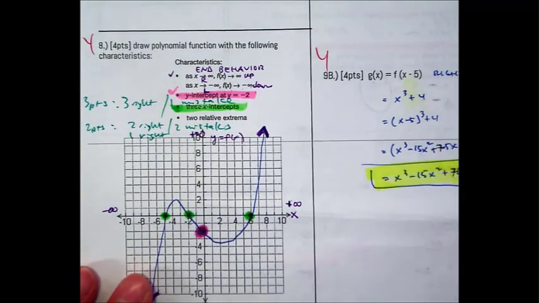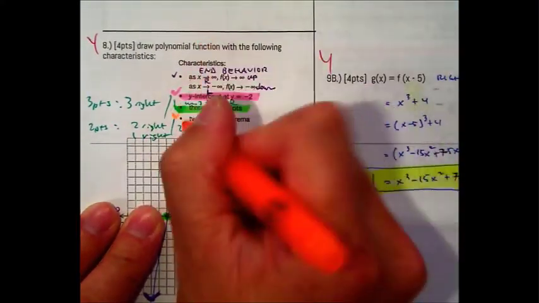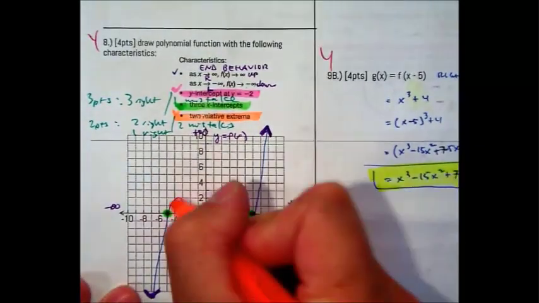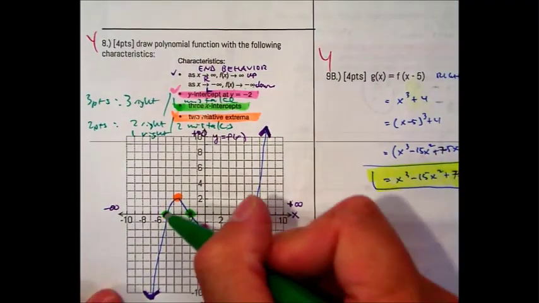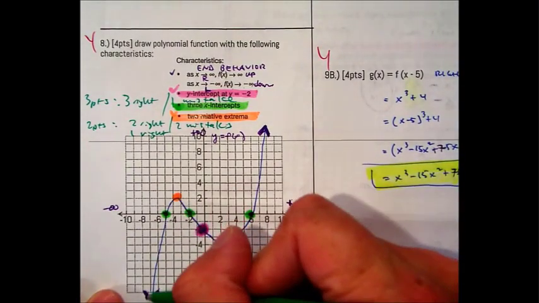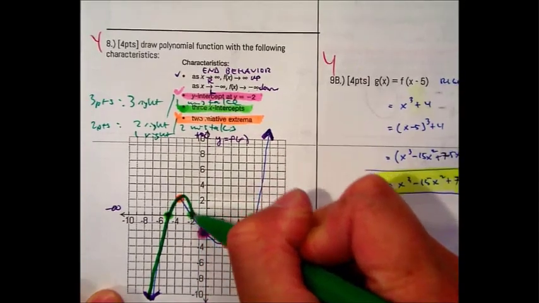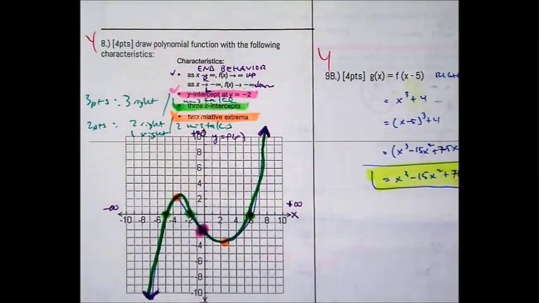And then lastly, it says 2 relative extremas. That means I need a max and a min. So there they are. When you're drawing your graph, you should be going through the x-intercepts and try to go through the y-intercept, and those orange points, the extremas, will come. You can just double check, all right, I have those.